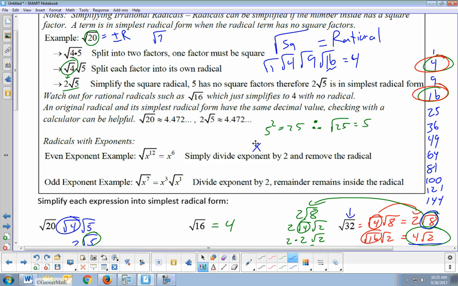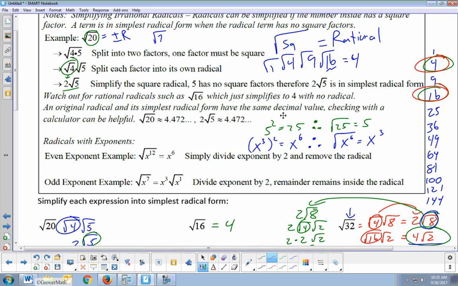Well, x to the third, the whole thing being squared. Remember, when an exponent is raised by an exponent, you multiply, so that would be x to the 6th. Therefore, the square root of x to the 6th is x to the 3rd.